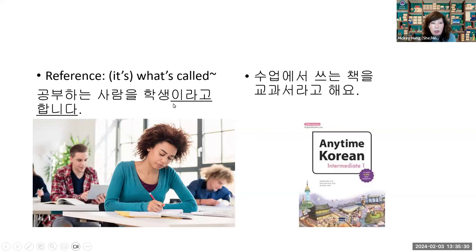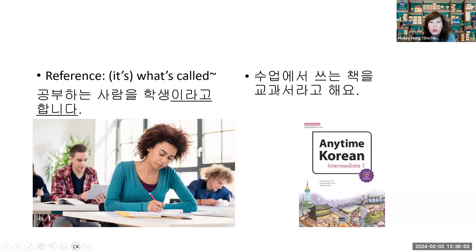공부하는 사람을 학생이라고 합니다. You have noun modification. A person who studies is called 학생. 학생 ends in consonant, so 이라고 합니다. If you took Korean 7, you learned noun modification. So when you have a noun that's modified, you have to go to the noun instead of the verb part, person who studies or studying person.